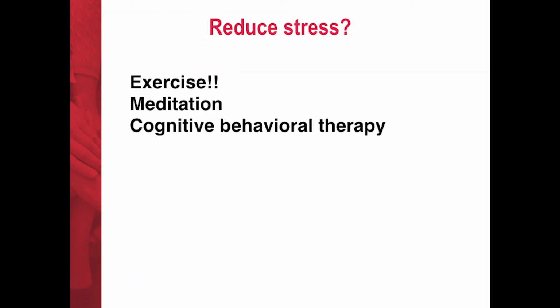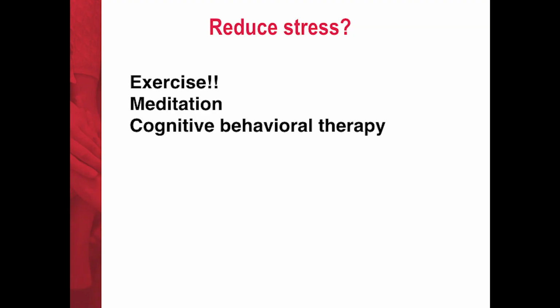Stress, as we've said, might contribute to high levels of cytokines in the blood. It's probably not a major contributor, but it's probably important to reduce stress. Again, one of the best ways to do this is with exercise, but meditation and cognitive behavioral therapy probably have a place in doing this.